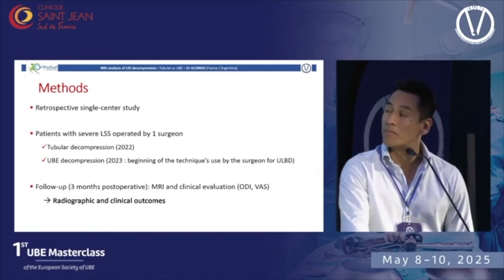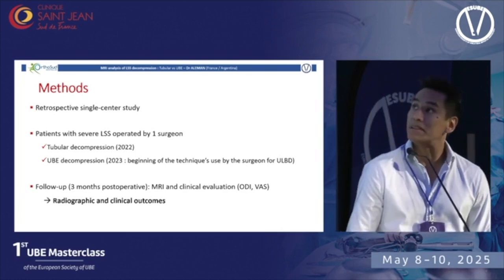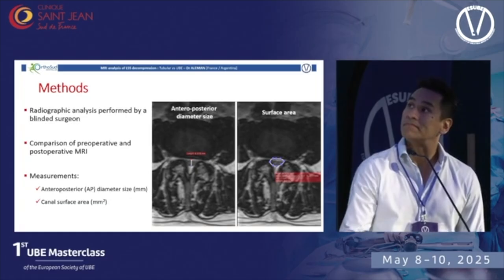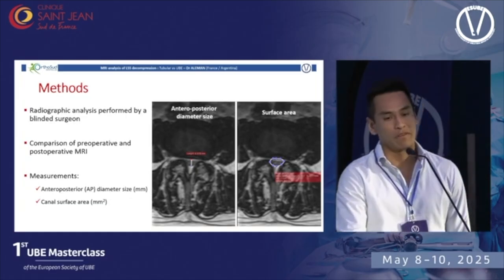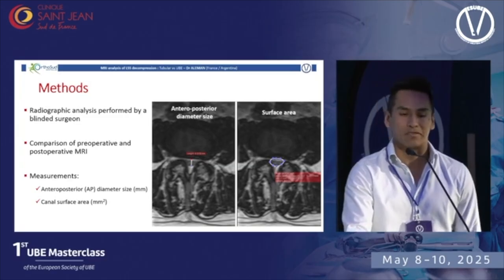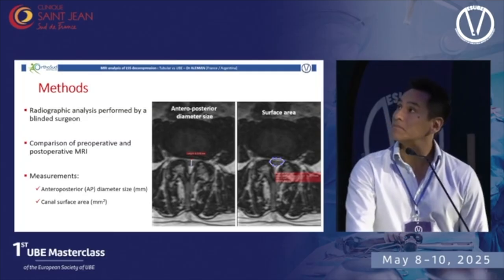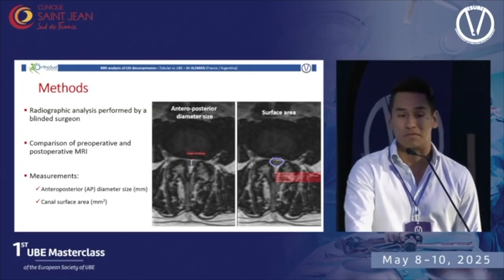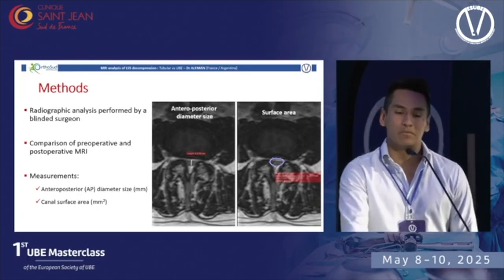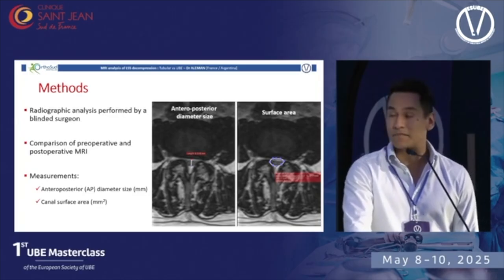Patient MRI and clinical outcome were evaluated at 3 months postoperatively. Radiological measurements were performed by a blinded surgeon. We compared the preoperative MRI and postoperative MRI. We performed 2 types of measurement: the anterior-posterior canal diameter in millimeters and the canal surface area in square millimeters.